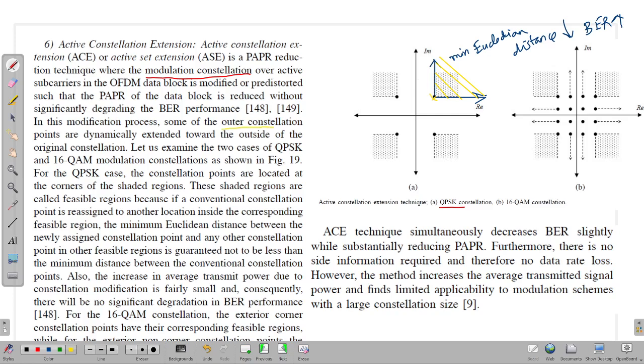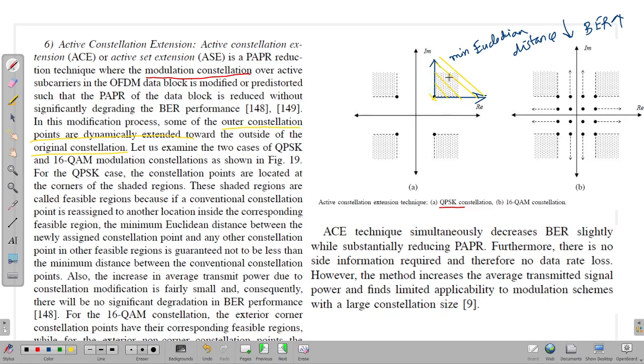Some of the outer constellation points are dynamically extended towards the outside of the original constellation. So you have the original constellation, and the outer constellation points are extended outwards, not inwards. They are extended outwards from the constellation, so that we are maintaining the minimum Euclidean distance and we are reducing the PAPR. And this is about quadrature phase shift keying.